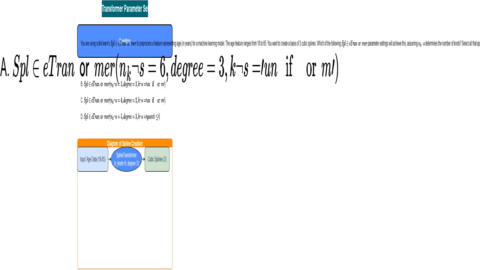This option uses 6 knots and sets the degree to 3, cubic spline. Recall that to create n cubic splines, n plus 3 knots are needed. Here, 6 knots means 6 minus 3 equals 3 cubic splines, fulfilling the requirements of the problem. The knots equals uniform argument means the knots are placed uniformly across the age range. This is a correct answer.